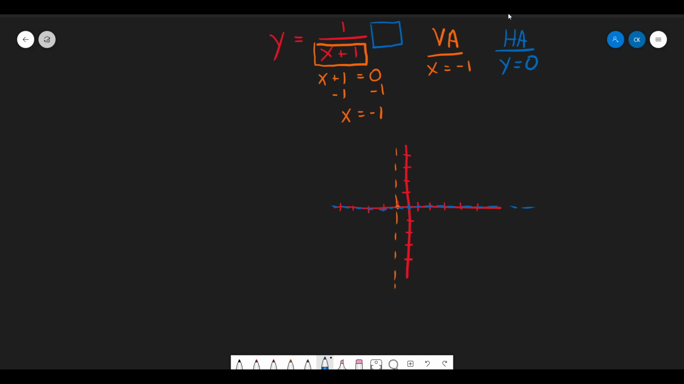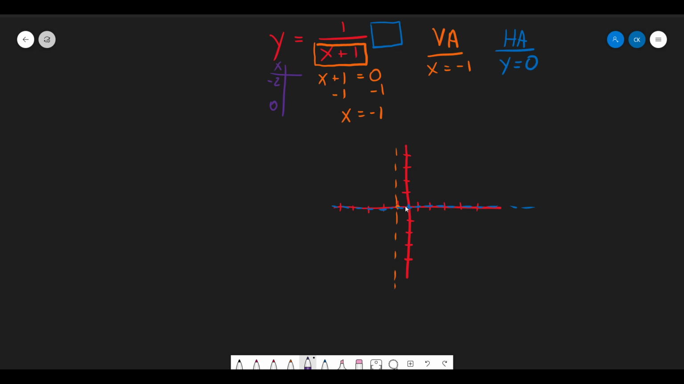Okay. So now, like I said, I'm going to take one point to the left and one point to the right of the vertical asymptote, and I'm going to test it. So in this case, I'm going to test the point negative 2, which is right here, and the point 0, which is right here. I'm going to go to my chart. I'm testing the points negative 2 and 0. So I'm going to plug in negative 2.